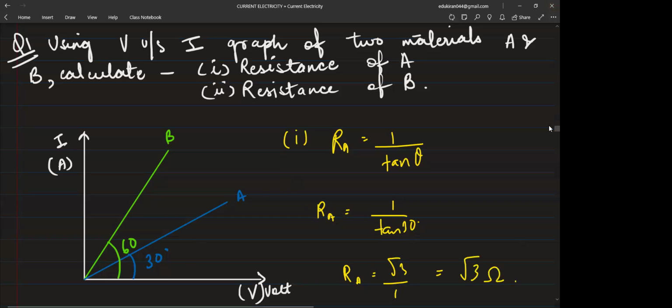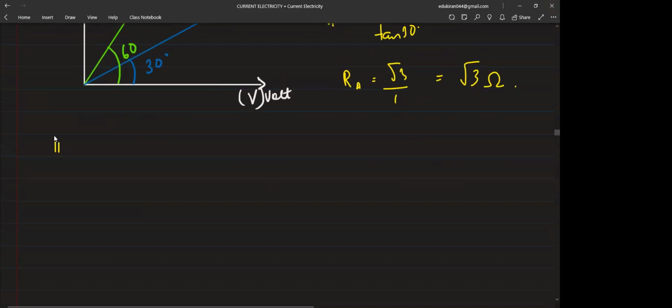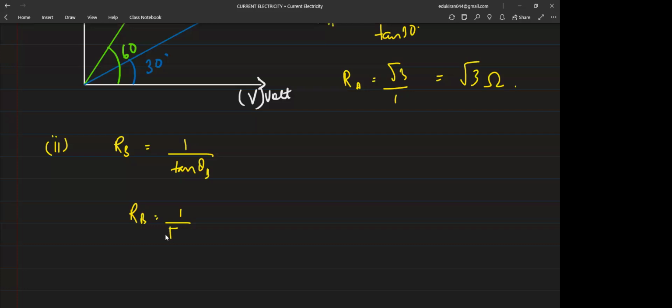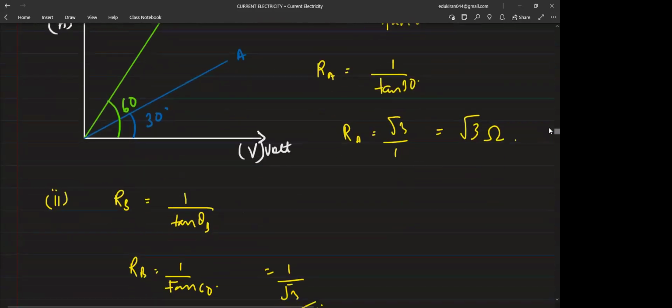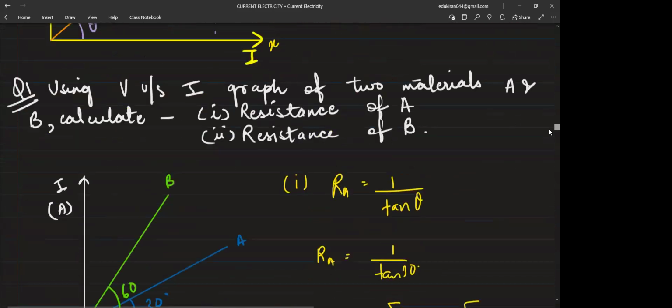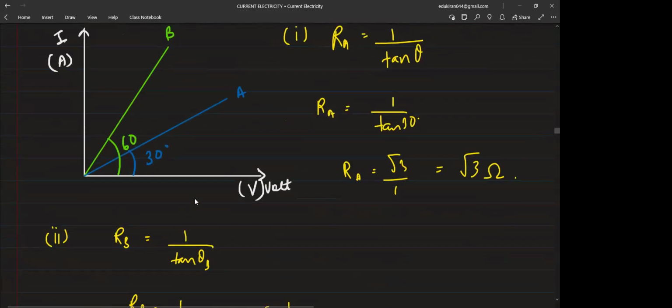In the second case, RB will be 1 by tan theta B. So RB will be 1 by tan 60 degrees. So this is 1 by root 3. So answer is 1 by root 3. So your answers are different, now you see, because the graph was written as I versus V. Okay, yeah, Zara? I didn't notice that. So this is I versus V graph, not V versus I. Write it. It's okay. Write it.